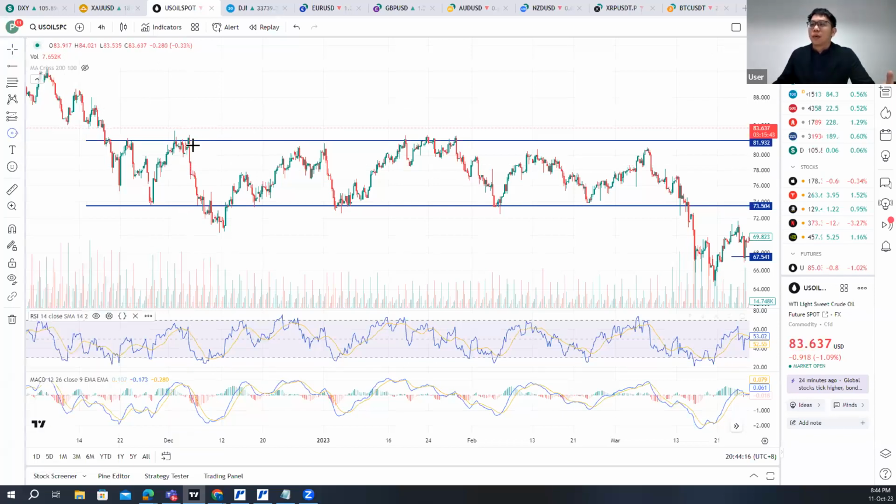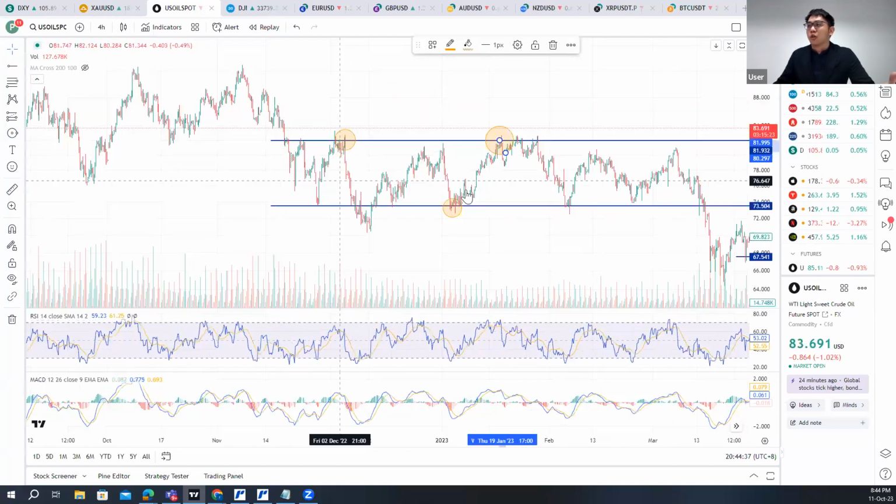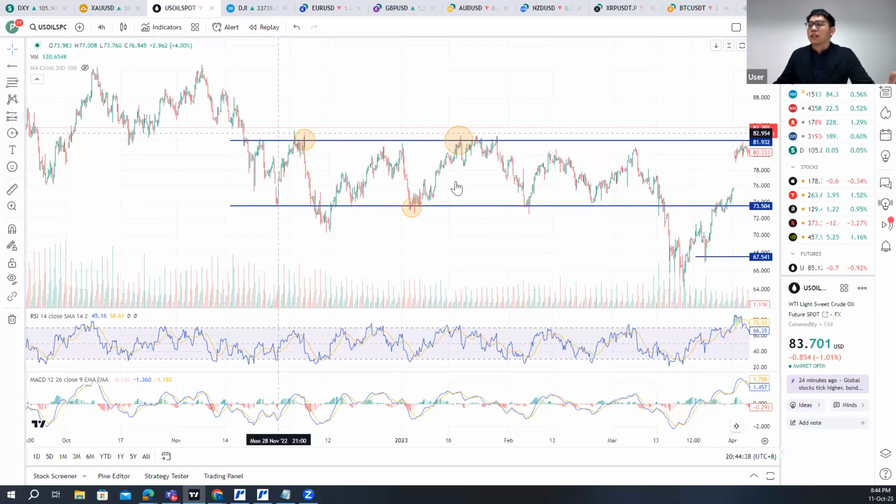When it touches here, maybe it's a chance for us to enter a short position, and when it touches here, it's potentially a chance to enter a long position, and then we can TP here. After we TP here, we can think that maybe it's a chance to re-enter a short position, and so on, because we know that it is trading sideways in a bigger range.